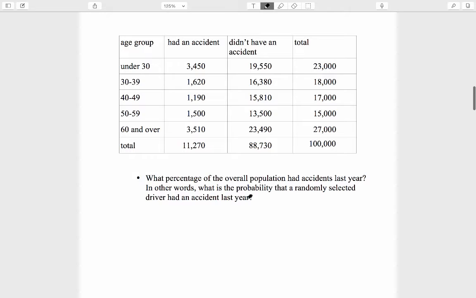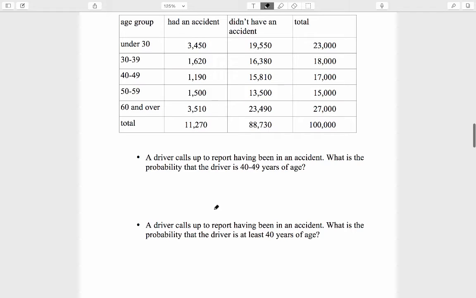What percentage of the overall population had accidents last year? In other words, what is the probability that a randomly selected driver had an accident last year? This is an unconditional probability. It pertains to the entire population. One of the benefits of writing out the table is that we find out the total who had an accident just by summing this column. It equals 11,270 drivers. Thus the probability is 11,270 over 100,000 that a randomly selected driver had an accident. That equals 0.1127.